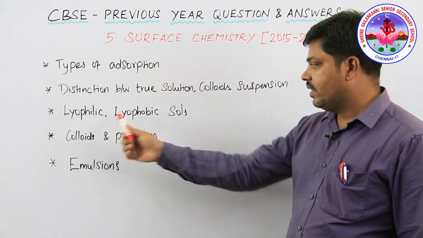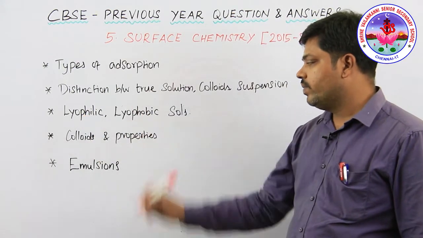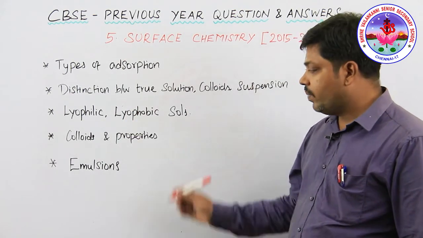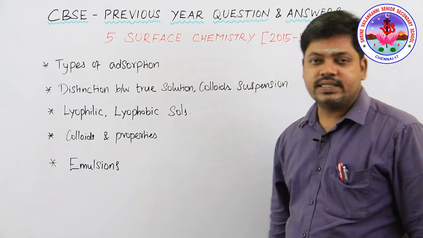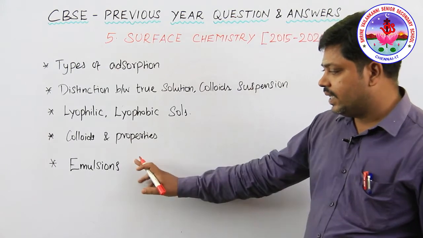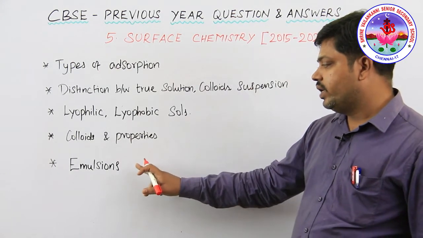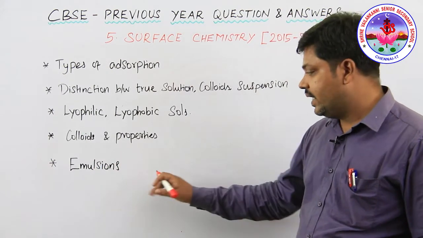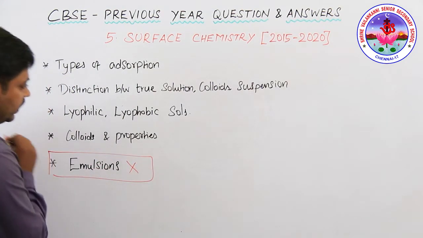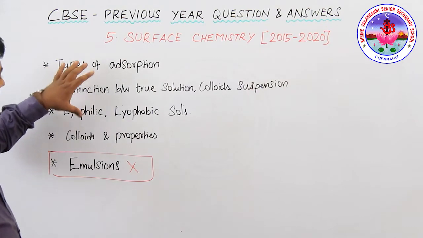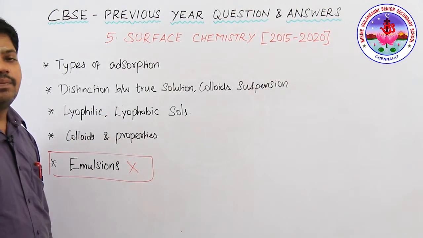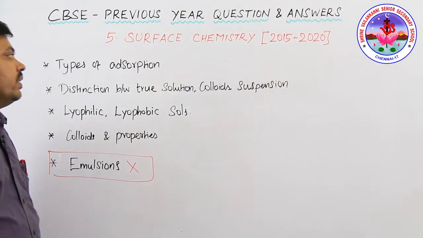After that, lyophilic sol and lyophobic sol, then multimolecular colloids and macromolecular colloids, so the types of colloids. Then the properties of colloids, like Brownian movement and Tyndall effect. Concentrate on these things. And the emulsion: for the academic year 2021, emulsion is a deleted part, so you need not study it. Concentrate on these four parts and you will get more marks. This lesson is completely theoretical, so now we will see the questions one by one.